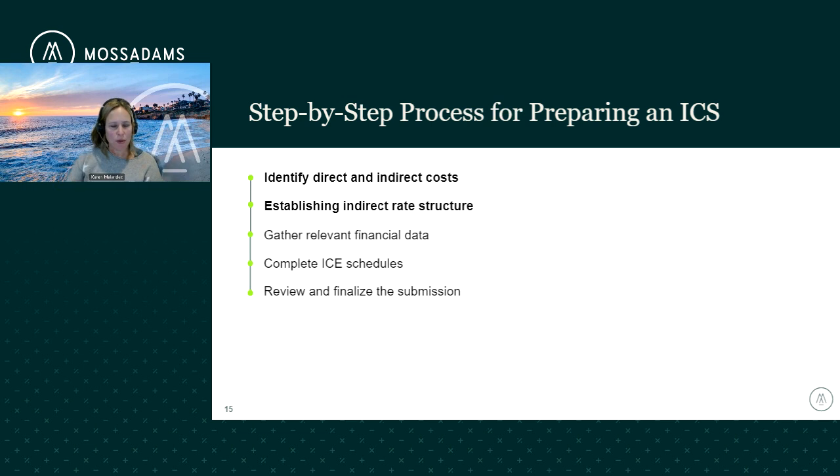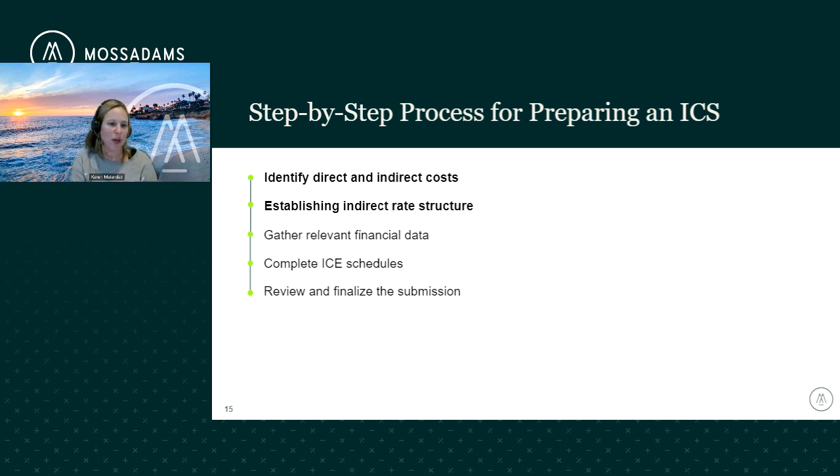So we're going to go through a step-by-step process for preparing the incurred cost submission. The first, which we did already touch upon, is identifying direct and indirect costs. Like I said, costs that would be considered direct might be direct labor, direct subcontract, direct travel, whereas an indirect cost would be something similar to rent or general administrative expenses, things like that.